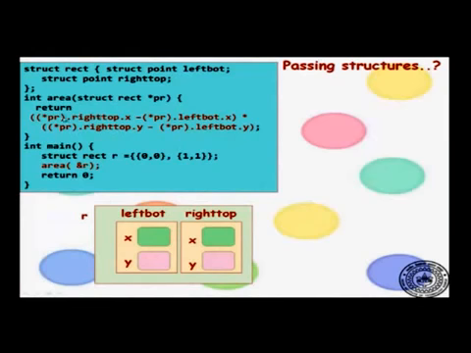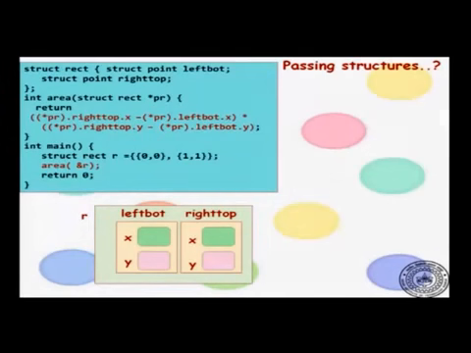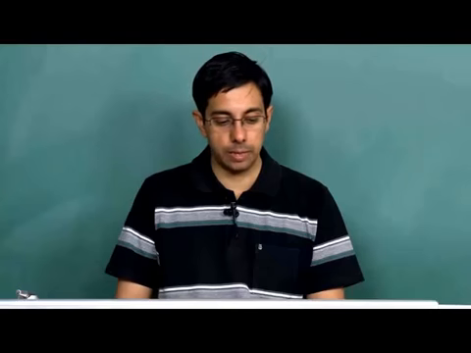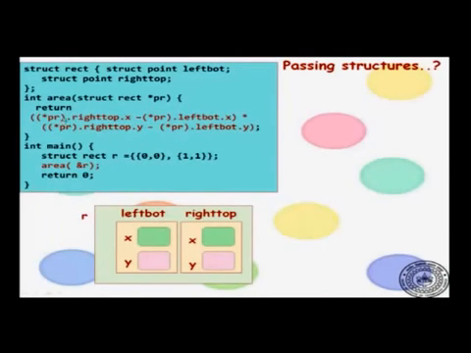Now, inside the function, earlier you remember it was r dot right top dot x. Now, pr in this case is just a pointer to a rectangle. So, we have to access the variable in that address. How do you do it? Using the star operator. This is the same as addressing any basic data type. You would say that star pr would be the variable in that location. So, in this case star pr would be a struct rect, and that struct rect dot right top dot x minus star pr dot left bot dot x and so on.